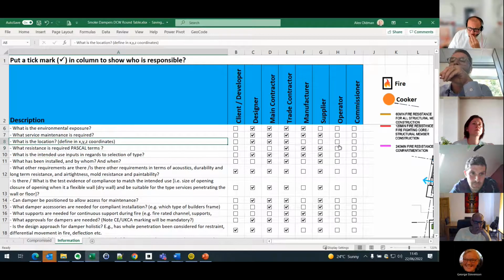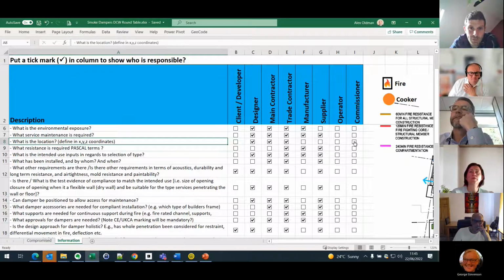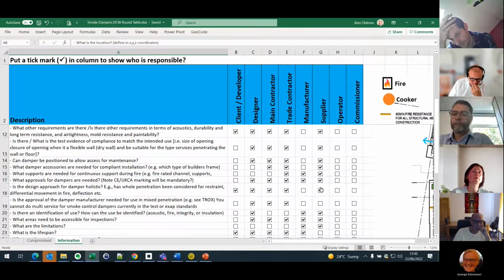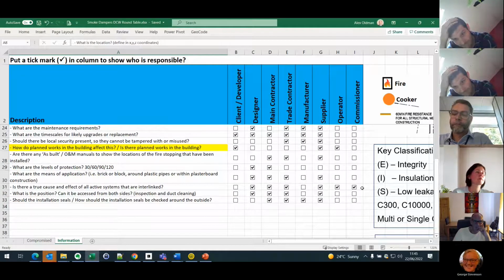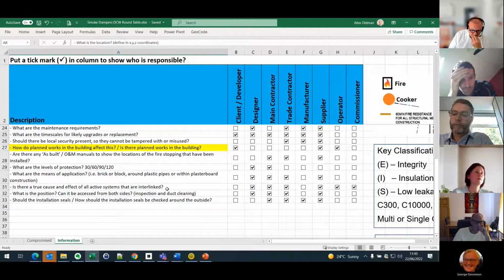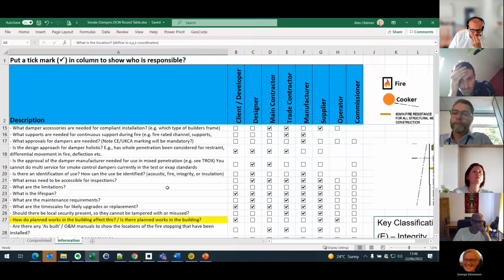Silly question, really stupid thing. Location: is the person who's commissioning it not going to be the person who's confirming the location? Because you might have multiple instances, and we need to know which one they're providing. Well, I guess it's saying who's responsible for it. So the designer would say where it is, and then a contractor would install and position it, right? Okay. I guess again, is there anything that the operator? Oh, crikey. Okay, come on to that.